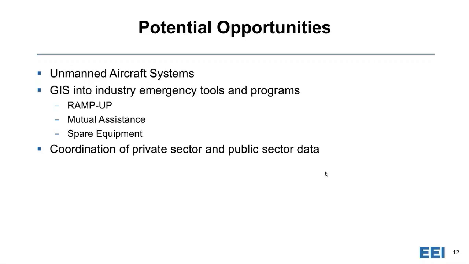I don't know if anybody's talked about UAS as yet. Drones are becoming incredibly useful for companies for damage assessment. And then thinking about GIS, or really earth science data, into some of the emergency tools and programs we have. We have some tools we've developed that support our industry response. Ramp Up helps us allocate resources. The whole concept of mutual assistance, having good information during stressful times is so critical. How do we move spare equipment?